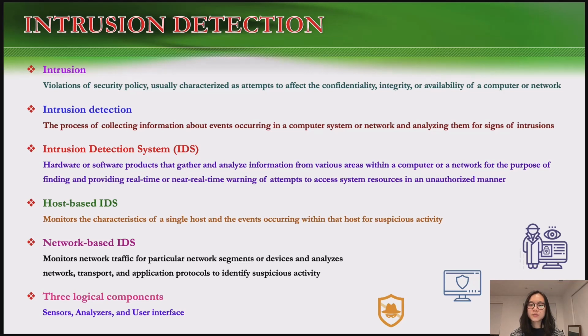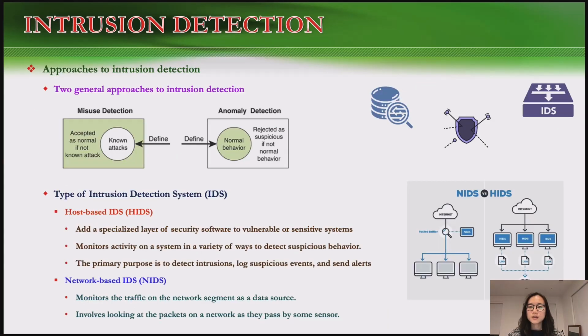Analyzers receive inputs from one or more sensors or from other analyzers and are responsible for determining if an intrusion has occurred. The analyzer provides guidance about what actions to take as a result of the intrusion. Finally, the user interface of an IDS enables the user to view outputs from the system or control the behavior of the system. There are two general approaches to intrusion detection.